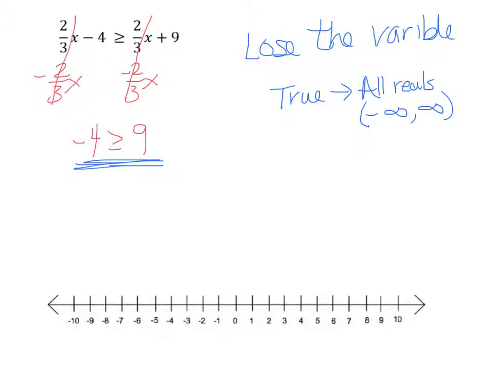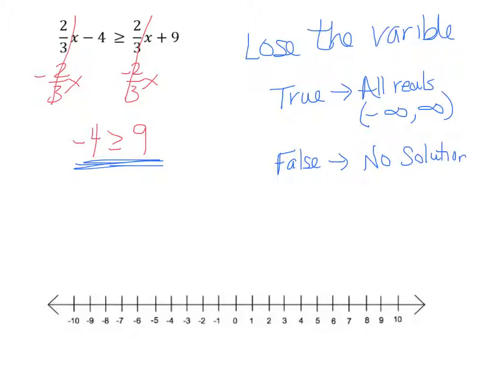However, if the statement that you are looking at the end is false, well, that means it does not matter what you plug in for x, it ain't going to work. And so we would write no solution. There is no value we could plug in for x to make that thing work.